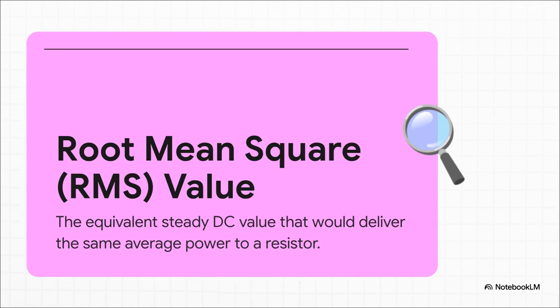So to make life easier, and to compare AC to DC in a meaningful way, we use a special kind of average called the root mean square, or RMS value. Here's the best way to think about it. The RMS value of an AC voltage is the DC voltage that would give you the same amount of power. It's the equivalent. So a 12-volt RMS AC source will light up a bulb just as brightly as a steady 12-volt DC battery. It's the effective value.